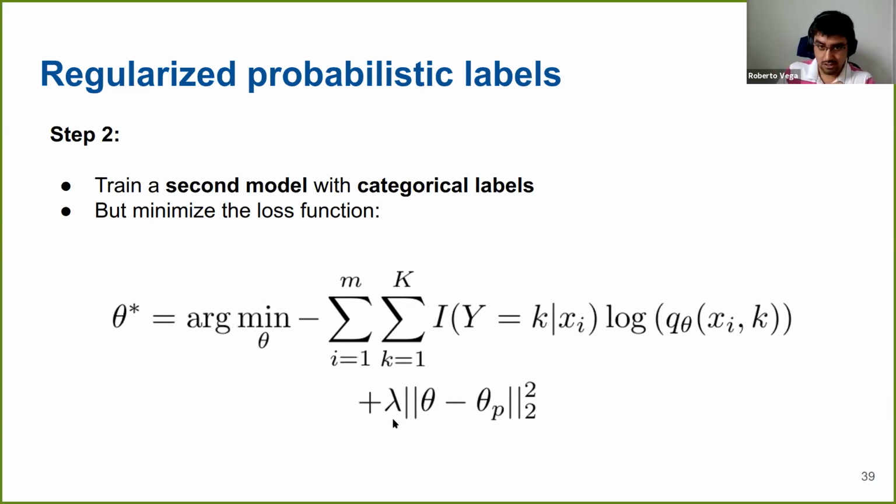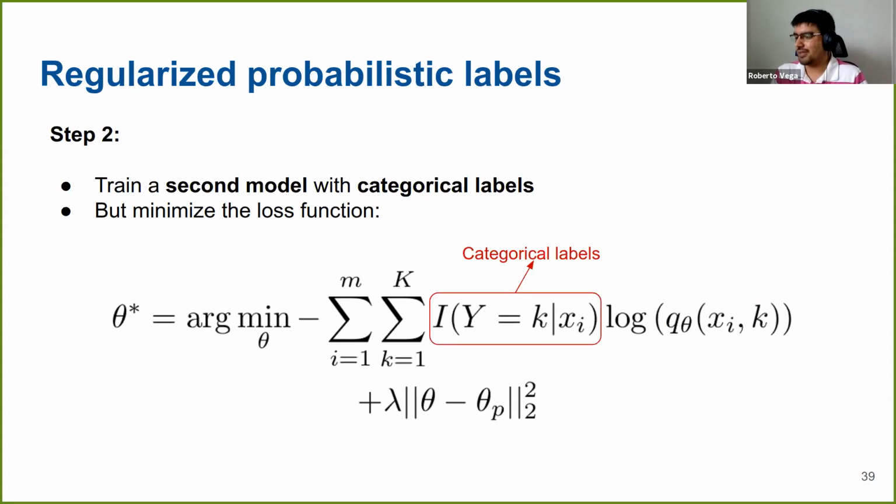If I make lambda 0, then I'm going to say, forget about whatever you learned with the probabilistic labels. I don't care about those weights. Learn a new set of weights that only use the categorical labels. I don't trust this at all. Whenever you put a lambda somewhere between 0 and infinity, then you have a trade-off between using the categorical labels and using the probabilistic labels. And in practice, you can use cross-validation to set a good parameter of lambda.